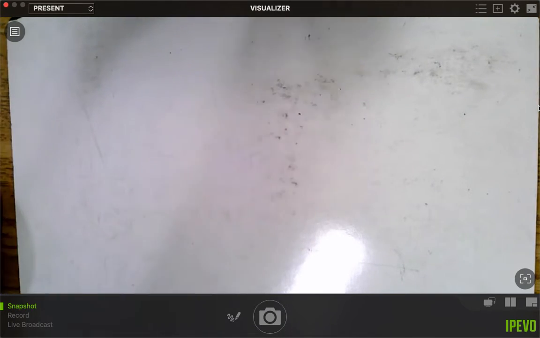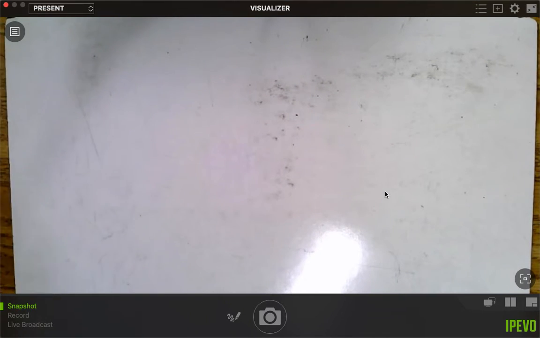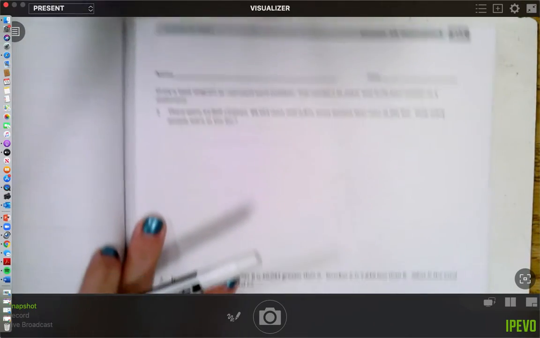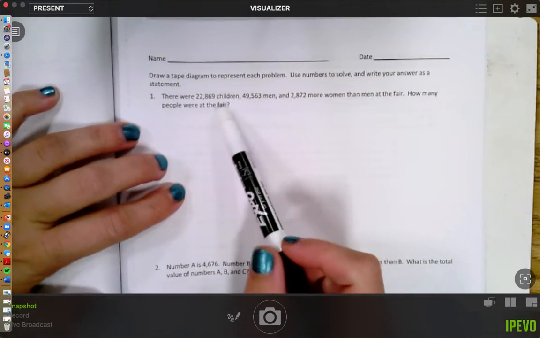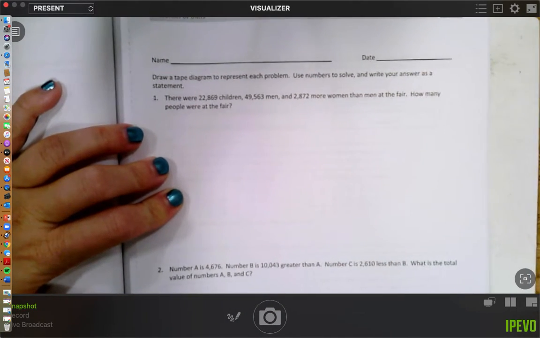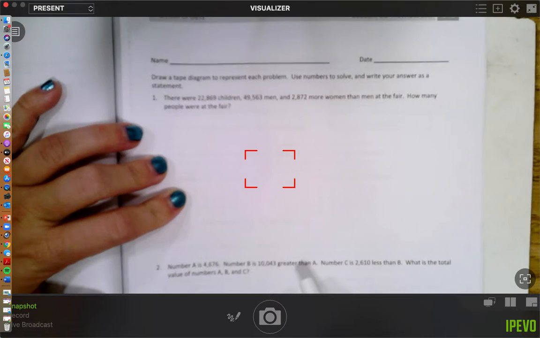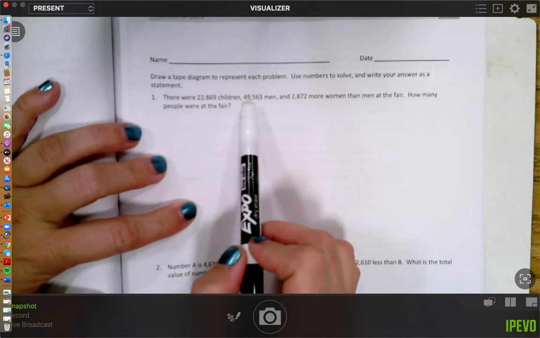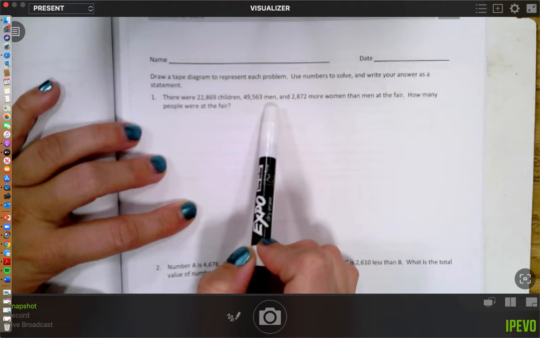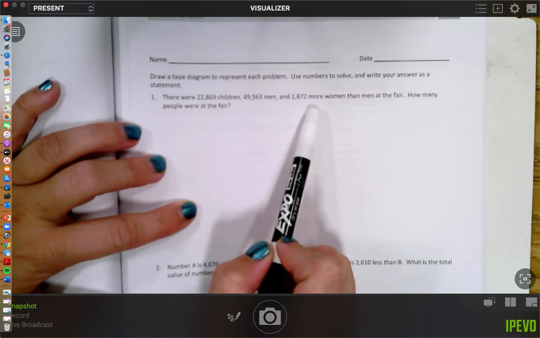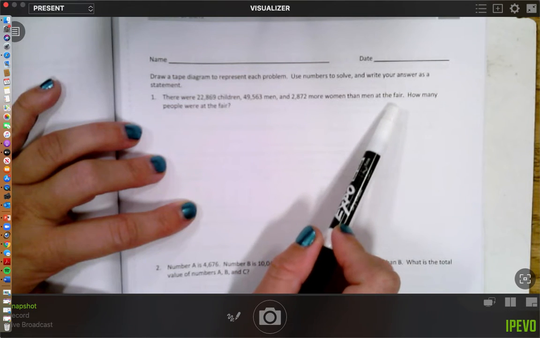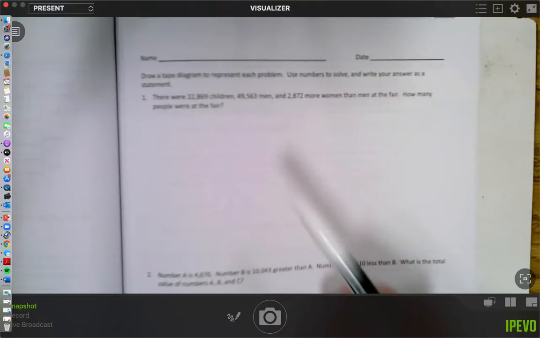If you need some help on lesson 18, question 1, okay, we're first going to think about what is our important information. Here's our question. There are 22,869 children, 49,563 men, and 2,872 more women than men at the fair. How many people were at the fair?